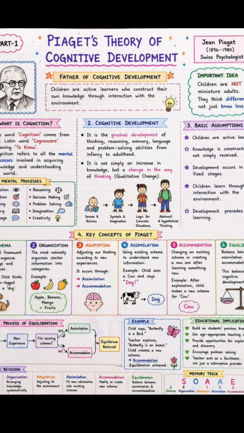Piaget says something much deeper. He says children do not simply know more as they grow older. They actually begin to think differently. In other words, the quality of thinking changes, not just the quantity of knowledge.